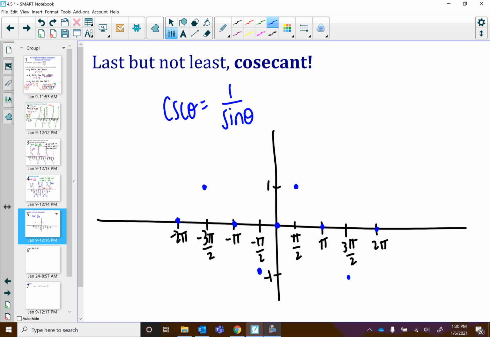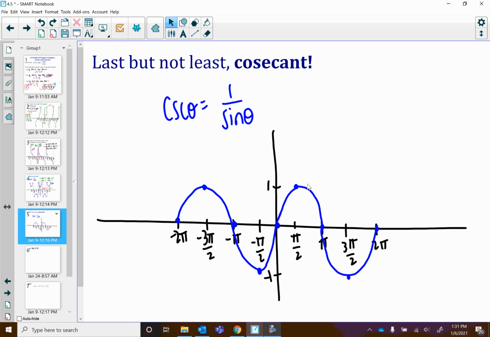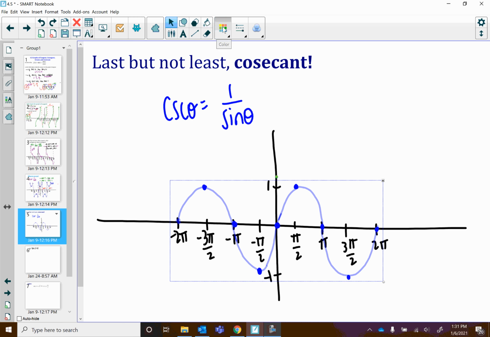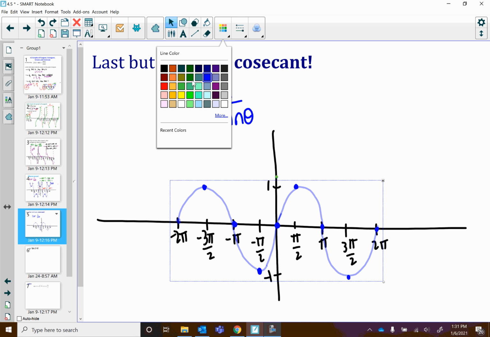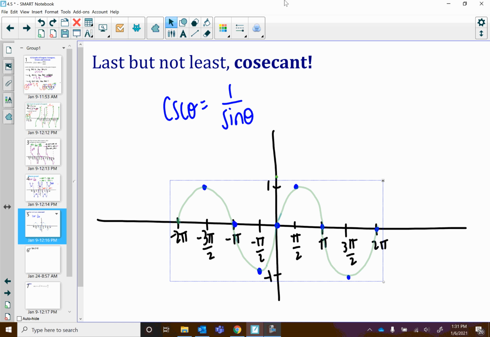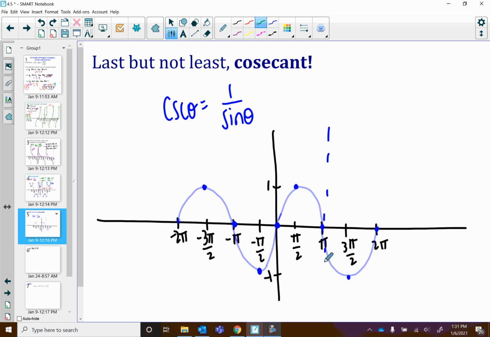I'm going to sketch in sine, but we're going to kind of make it really light because, again, we're not actually drawing sine here. We are drawing cosecant. So I'm going to take this and I'm going to make it a little transparent. Same pattern as before. The places where sine is equal to 0 are the places where cosecant will have asymptotes. So cosecant will have an asymptote at pi, at 2 pi, at 0, negative pi, negative 2 pi.